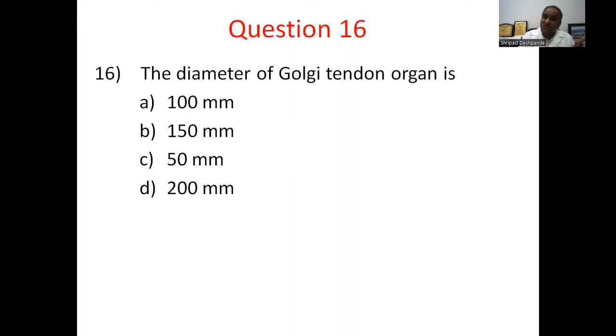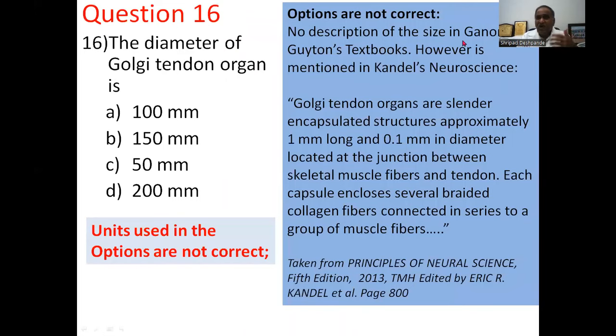Let us see this question. Looking at the options, I searched in Ganong and Guyton and even other textbooks of physiology. I could not find a description of the size or the diameter of the Golgi tendon organ. The Golgi tendon organ is necessary for the inverse stretch response. Whenever the muscle tension is too high, it protects the muscle from being ruptured. It prevents excessive contraction of the muscle. So the size is not mentioned in these books.